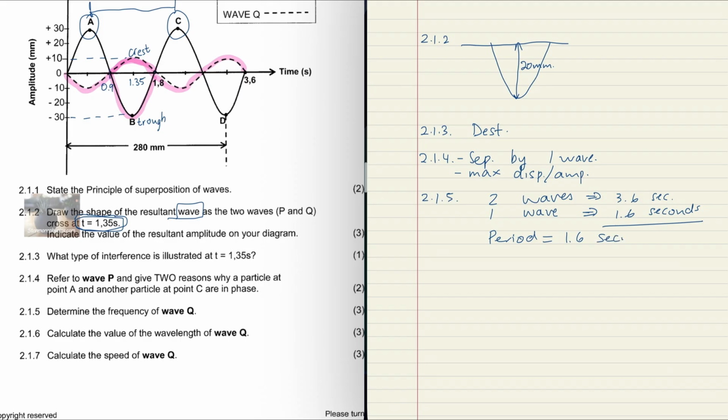So period is equal to 1.6 seconds. That's the time taken for one wave. So if you want the frequency, you can say 1 over the period. So 1 over 1.6, which is equal to 0.55 hertz. Or you could calculate the frequency like this if you wanted. You could say frequency is equal to number of waves divided by time. You have two waves and they've taken 3.6 seconds. That gives you 0.55 hertz as well.